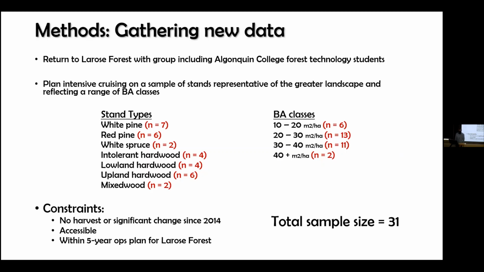With the final sample size of 31, you can see that both forest type and basal area were considered. This was particularly challenging to design due to a number of constraints. For example, I could not choose from stands which had been harvested or experienced significant change since 2014. The stands had to be reasonably accessible, and where possible, the stands should be within the LaRose Forest 5-year operations plan, so they may also make use of that information.